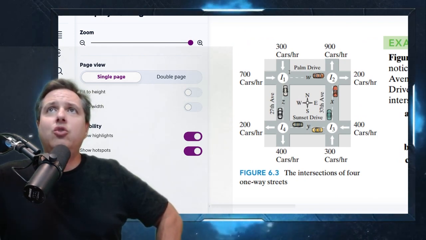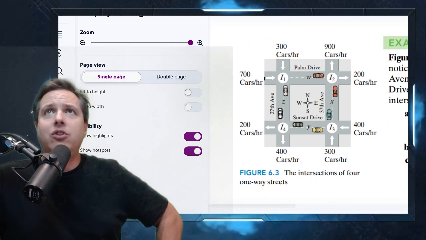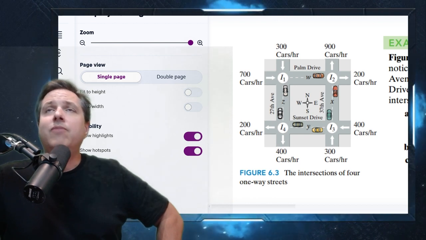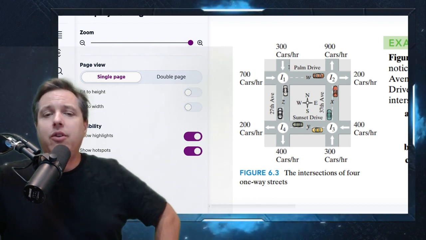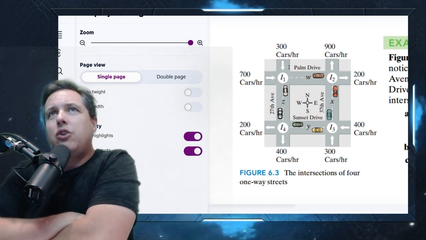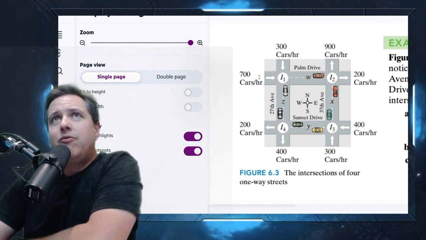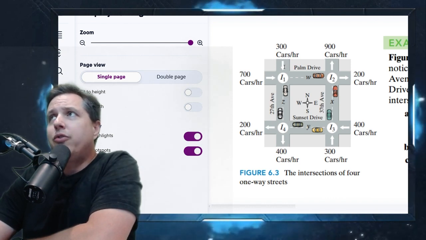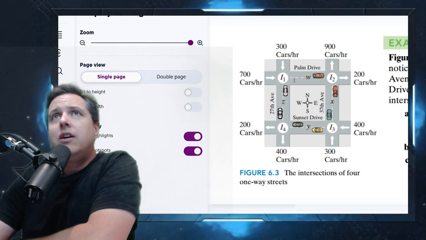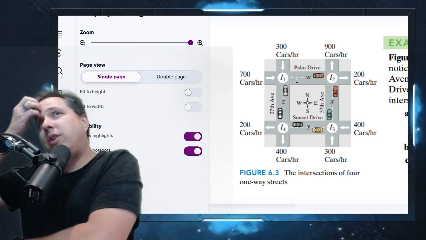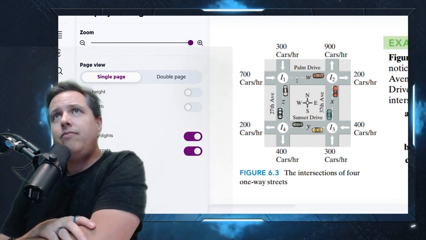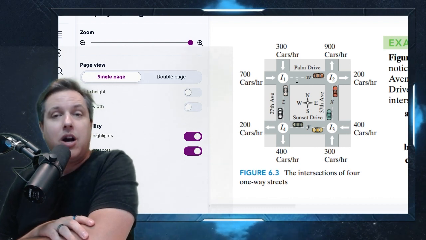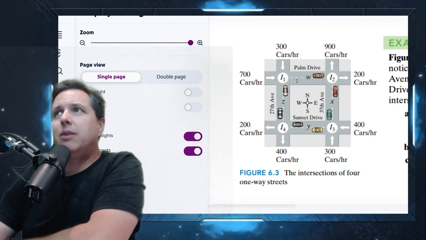So intersection 1 has 700 cars an hour coming in from the left, or I guess that would be the west, and 300 cars an hour coming in from the north. Okay, but we don't know what those cars are doing. The cars coming in from the west could be going straight. They could be turning right. These cars coming from the north could be going straight or turning left in this case, right? These are one-way streets. Just for simplicity's sake, you could model stuff with two-way streets, but it would get much more complicated quickly. So we're starting with a simpler example here.